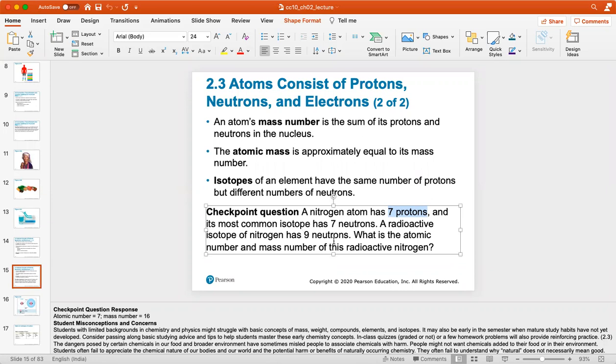And what is the atomic number and mass number of this radioactive nitrogen? So the radioactive nitrogen has 9 neutrons, just 2 extra than the normal one. The atomic number just refers to the number of protons. So that would still be 7. And the mass number would be the number of protons and the number of neutrons, which would be 16.